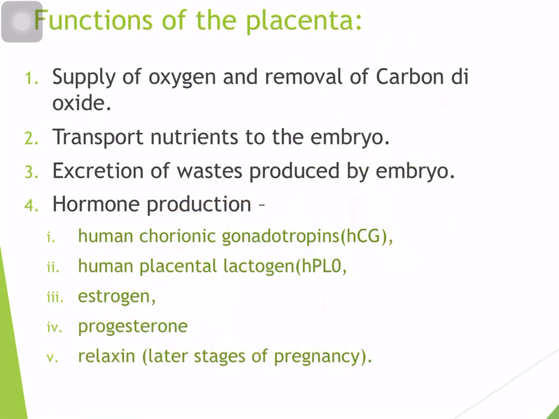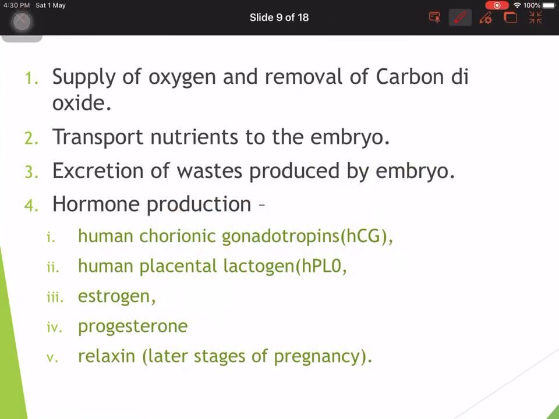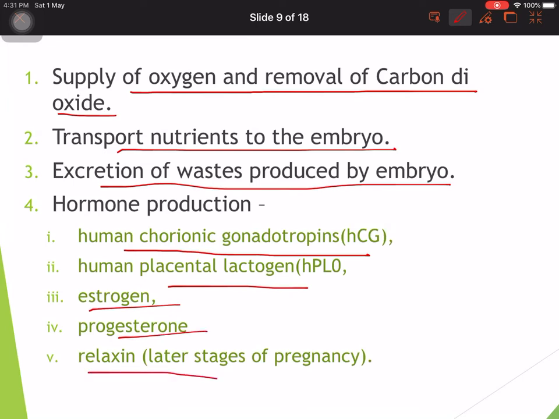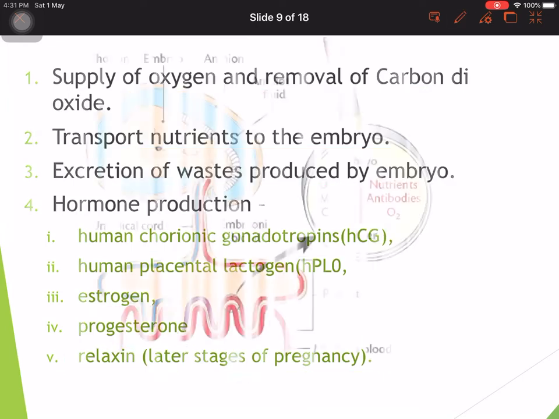Now the different functions of the placenta: how it is helping the supply of oxygen and removal of carbon dioxide, transport of nutrients to the embryo, excretion of waste products by the embryo, and the production of different hormones. You can see HCG hormone, human chorionic gonadotropin, human placental lactogen, estrogen, progesterone, and relaxin, in the later stages of the pregnancy during the birth, you can say.